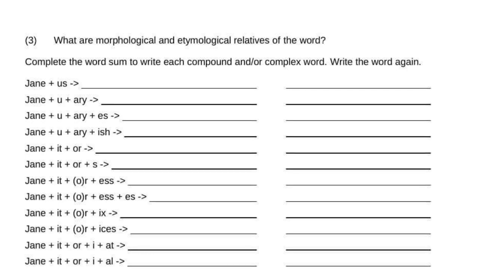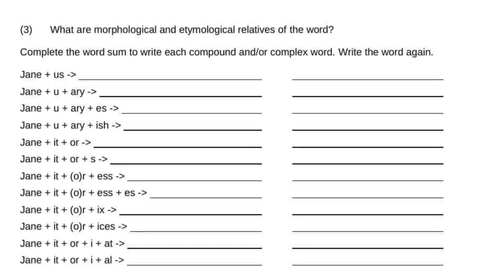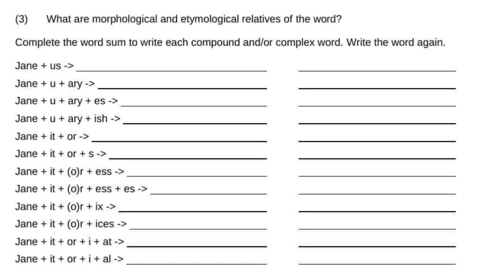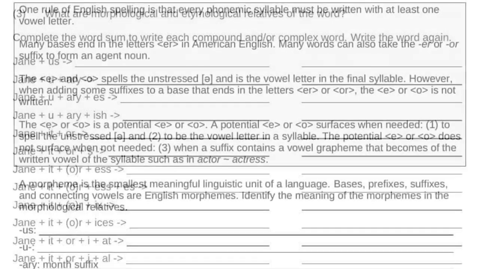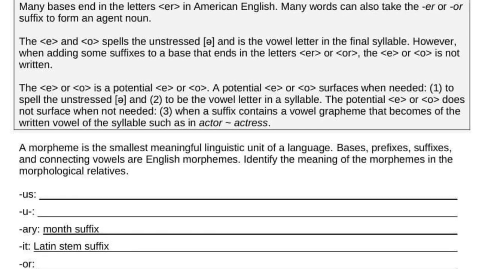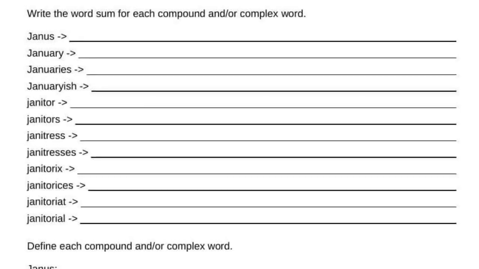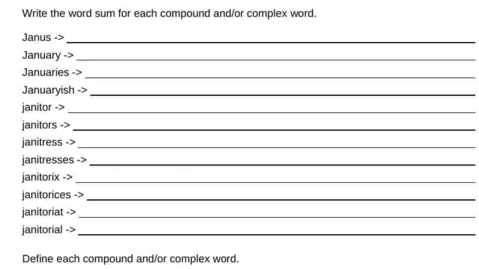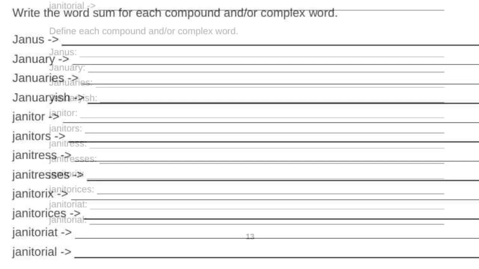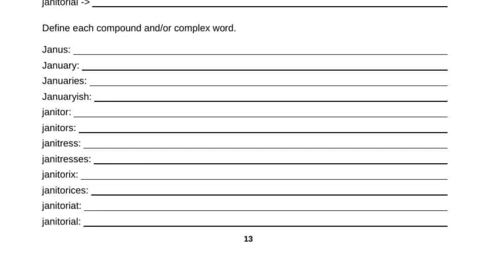Activity 3 answers the question, what are the morphological and etymological relatives of the word? In the first section, the student completes word sums of morphological relatives of the base. In the second section, the student provides the meanings of the morphemes in the morphological relatives. In the third section, the student writes the word sums for the words in the morphological family. In the fourth section, the student defines all the morphological relatives.